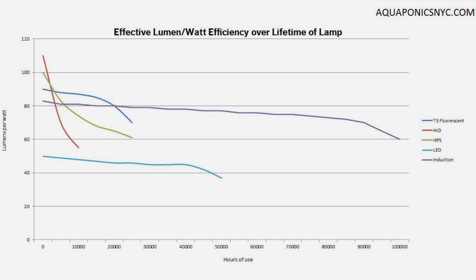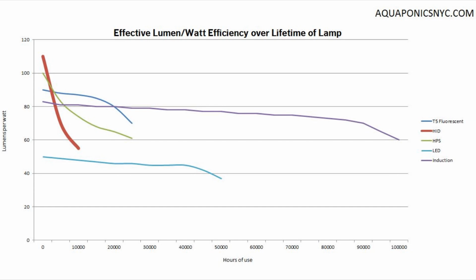In this chart, we see three dimensions of grow lights. On the left-hand side, we see lumens per watt, which is a measure of how electricity is turned into light. We also see how quickly that efficiency declines over time. And finally, we see when we can expect a light bulb to fail and need replacement.